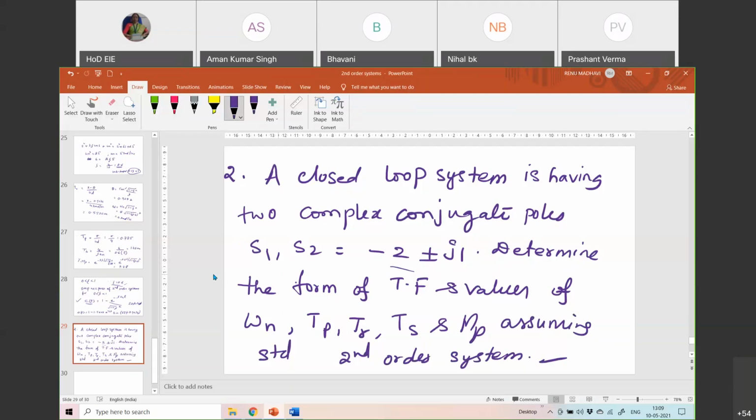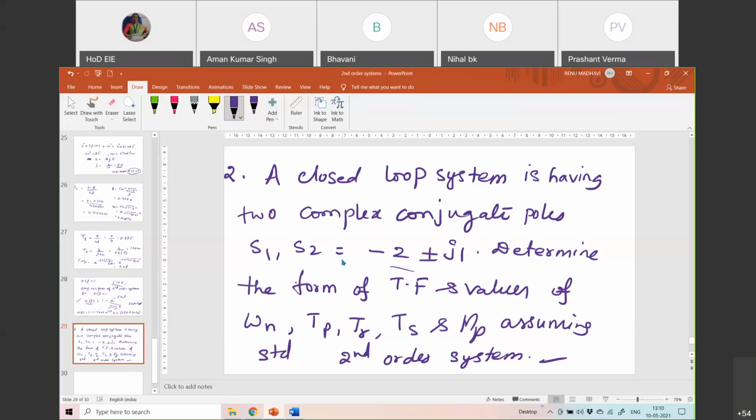Okay, that is the first task. You have to get the transfer function. Once you get the transfer function, compare it with your standard function and find what omega n is and what zeta is. You have to substitute those in the formulae. Then your task is done. So first you have to get the transfer function.